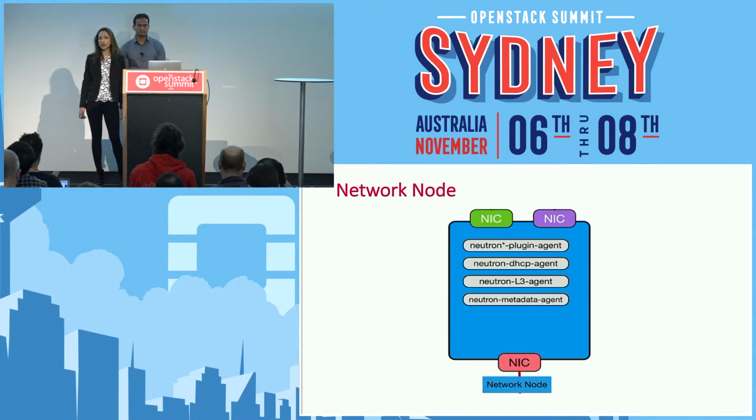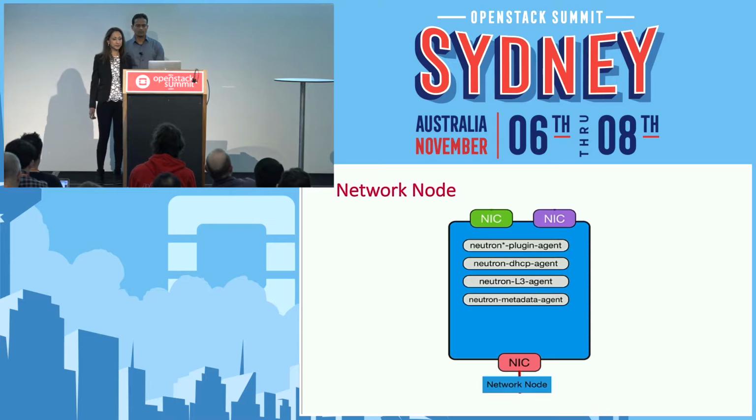So here we have a look at the network node. The network node provides layer 3 routing, floating IP, DHCP, and metadata services. The virtual router that we find running at the network node acts as a gateway to an external network and connects instances attached to project networks at the compute nodes. And for layer 2 connectivity, you have the ML2 Plugin Agents running at this node.